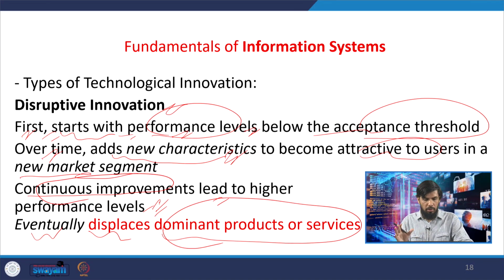And now the user segment for the dominant product might also feel, why should they miss out on the new characteristics while other segments are enjoying that, and they are not losing out anything, because the features given by the dominant products or services are also there in the disruptive innovation products, right. So eventually the disruptive innovation will displace the dominant product or service. So this is the more threatening form of innovation, disruptive innovation.